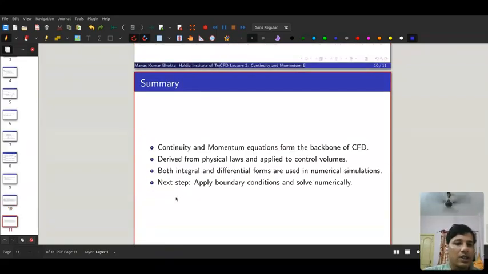Next, this is the summary. Here I have derived the continuity and momentum equations in both integral and differential form. These equations are the foundations of CFD and describe how fluid mass and momentum evolve in time and space. That is called the spatial temporal approach. In the next lectures, we will explore the energy conservation equation and begin discussing the boundary conditions.